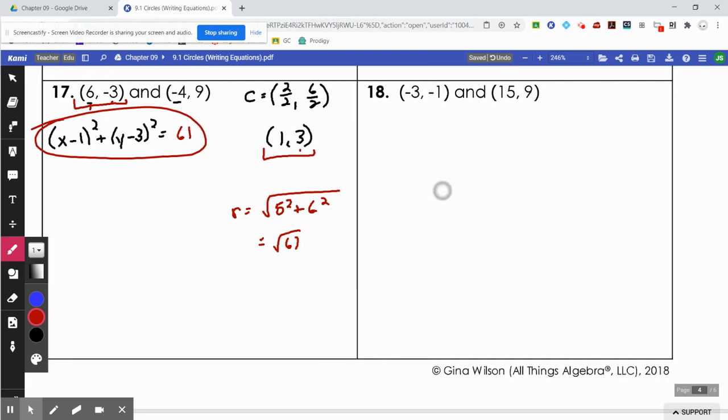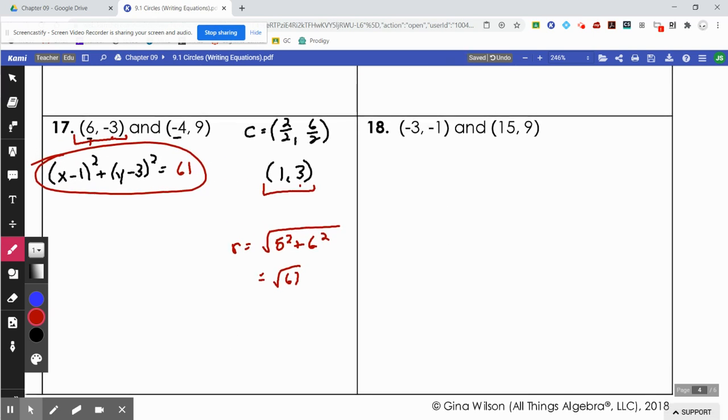And number 18. First off, we need a center. We find the center by finding the midpoint. Add your x's. 15 and -3 is 12. Divide by 2. Add your y's and divide by 2. So therefore, your center is at (6, 4). So your equation is (x - 6)² + (y - 4)² equals r squared.